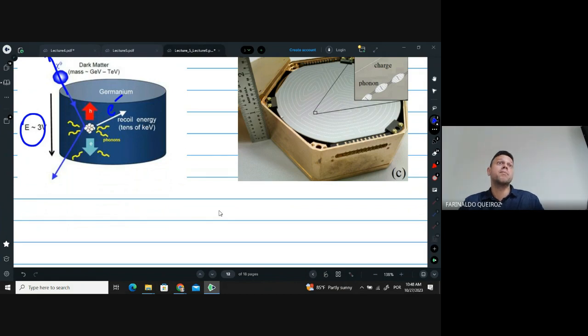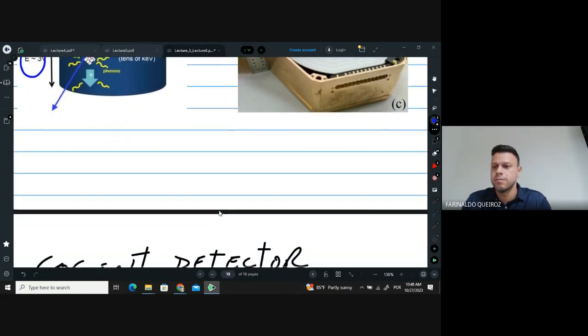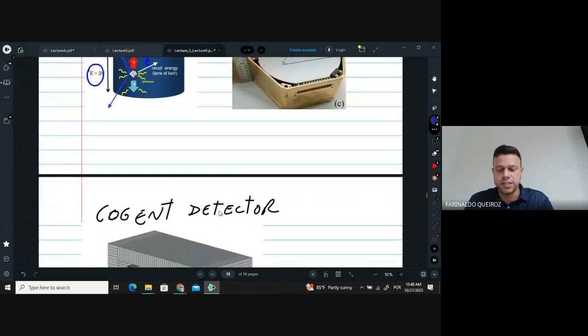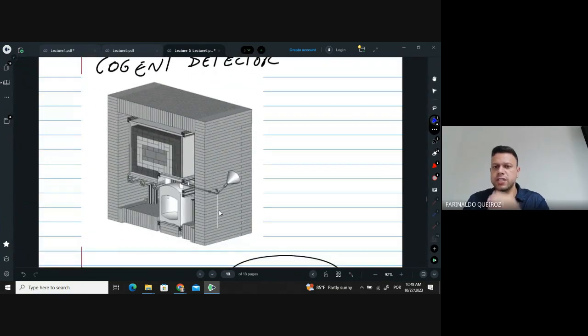Because the lighter the dark matter mass, the smaller is the energy. Remember, energy is proportional to the mass. So the smaller the mass, the smaller the energy that the dark matter particle will deposit in your nucleus. So then I need a target which has a very small excitation energy, or ionization energy. And here's a picture of the detector itself.